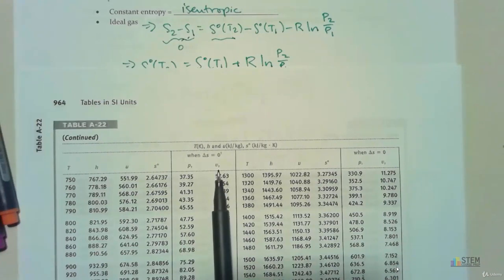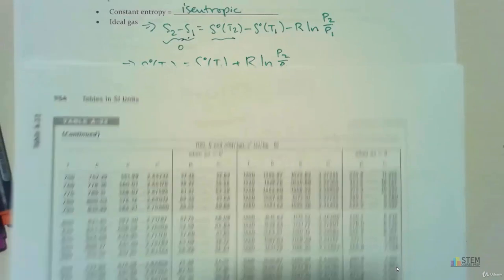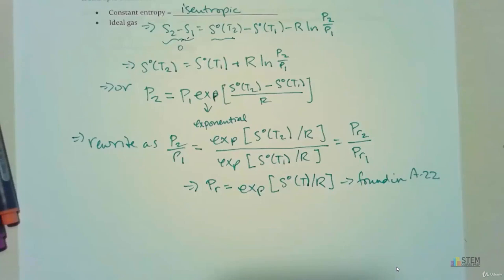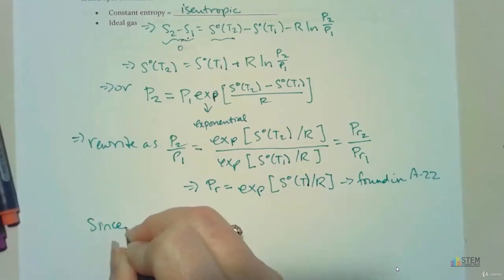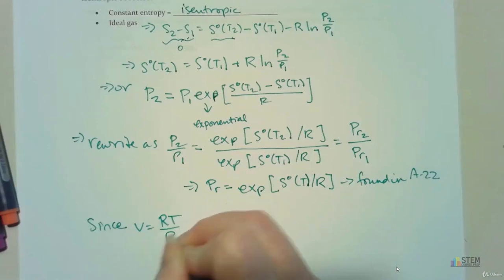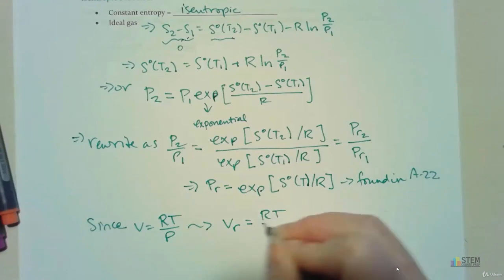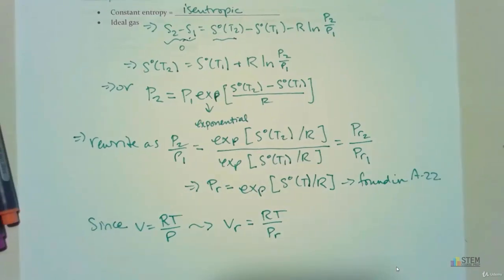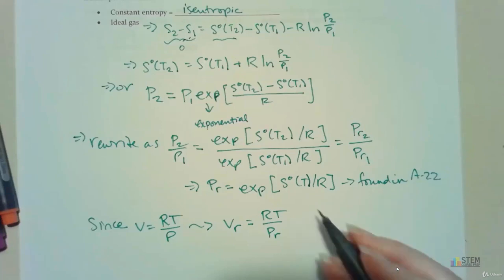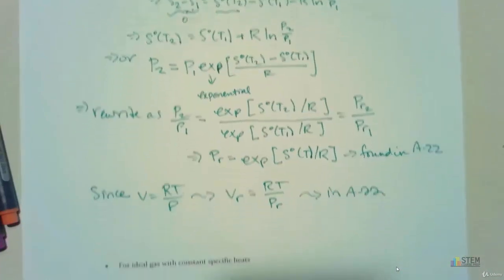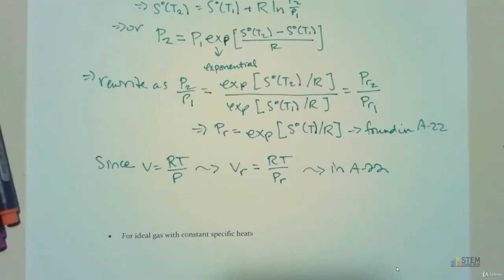Notice there's also a VR here. So let's talk about that. Since we have an ideal gas, we can say that v is equal to RT over P, and VR then would just be RT over PR. Alright, so the same PR from above. And this is in table A22, or your ideal gas table. Alright. So those are some equations we're going to be using for the isentropic processes.